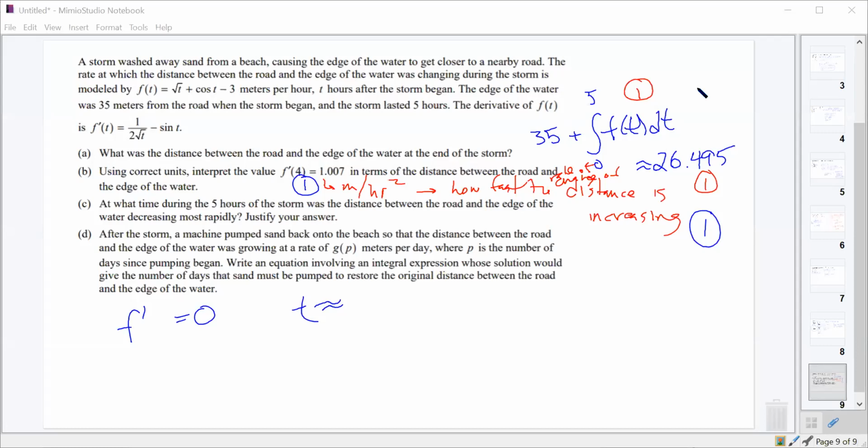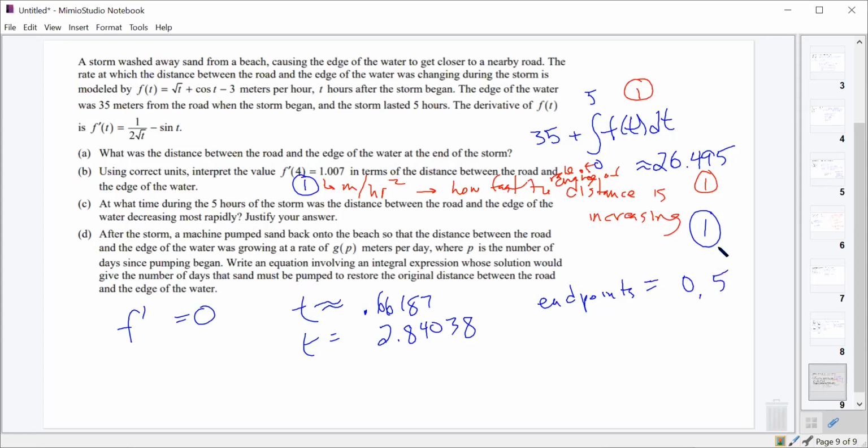Okay, so we're looking for when f prime is 0, and that occurs at t equals 0.66187, and at t equals 2.84038. So then, since we're talking about during the 5 hours of the storm, we need to also be concerned about endpoints as well, since there's an endpoint at 0 and at 5. So we'll be checking 0 and 5 as well. And we're talking about when was that rate decreasing most rapidly. So we're looking for a minimum, and we just need to plug in each of these values to f. So f of 0, that one should be easy to come up with. That should be -2.